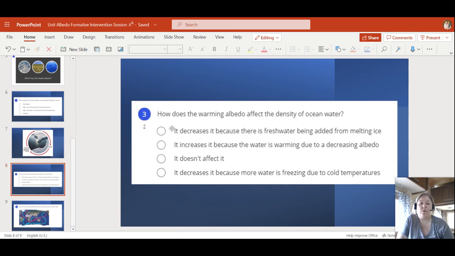So how does the warming albedo affect the density of ocean water? Does it decrease it because there's fresh water being added from the melting ice? It increases it because water is warming due to a decreasing albedo. It doesn't affect it. It decreases it because more water is freezing due to cold temperatures. Okay.